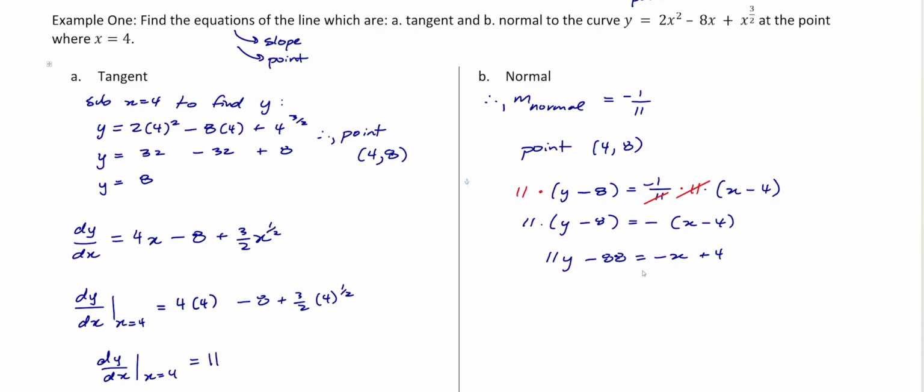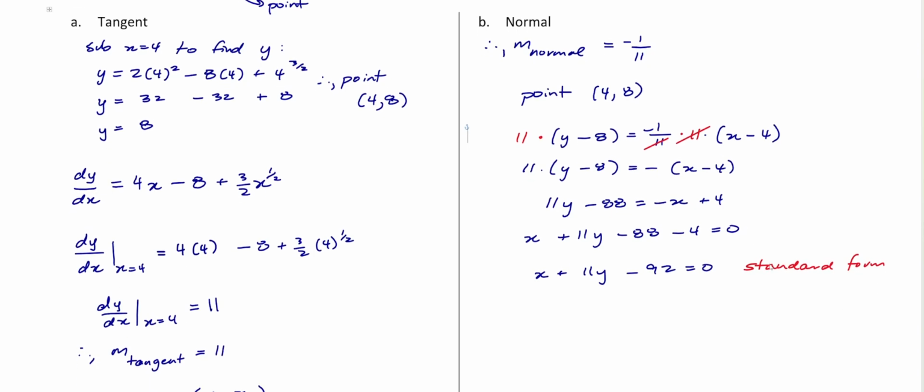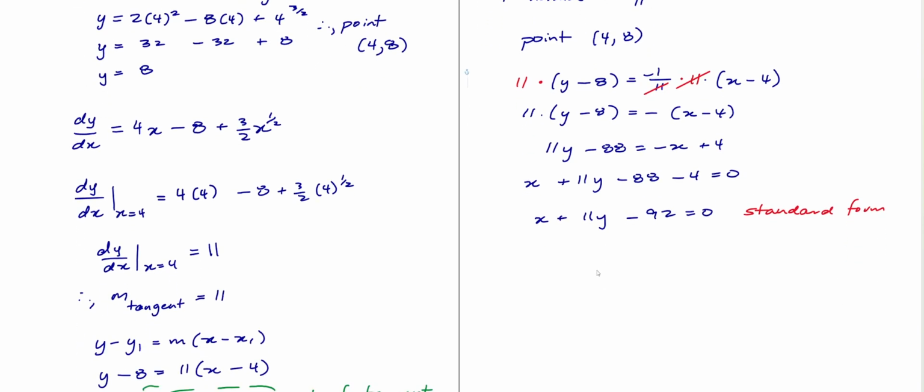Okay, and then if I want to put it into standard form, remember my x has to be positive, so bring my x over. x plus 11y minus 88 minus 4 equals 0. x plus 11y minus 92 is equal to 0. And that's your equation of the line in standard form. Alternatively, we can also just put that into y equals mx plus b form, which is negative 1 over 11 x plus 92 over 11.